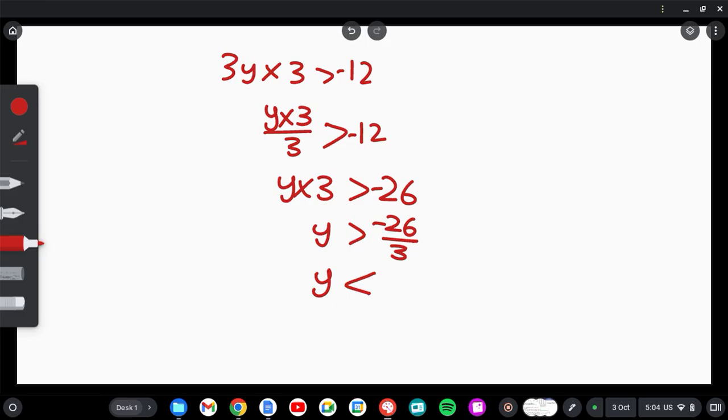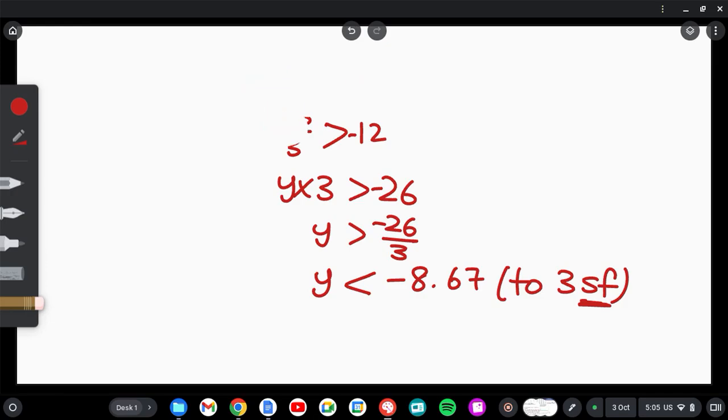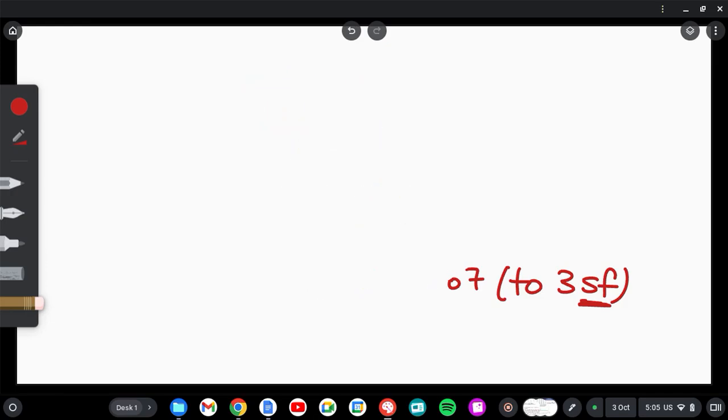So you have minus 26 divided by 3. You should be able to get less than 8.67. This is 3 SF. I will explain what SF means in a bit, because SF is difficult. Alright, for Sec 3, this is the standard that you should. For Secondary 3, this is the standard that you need to uphold. This is a standard that you should be able to complete.